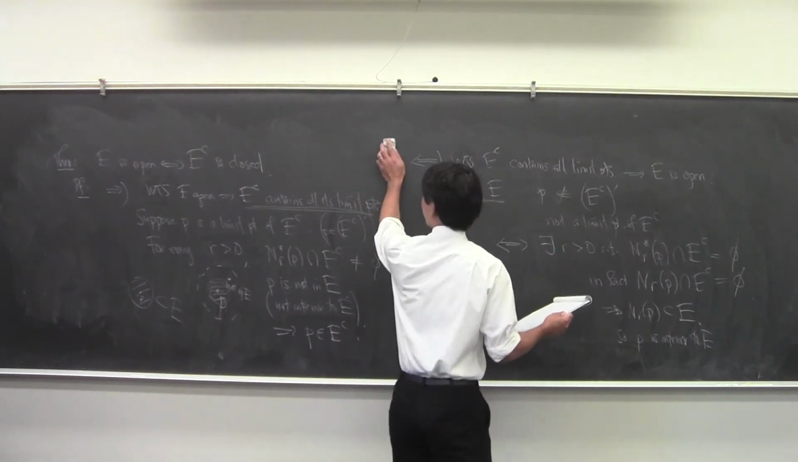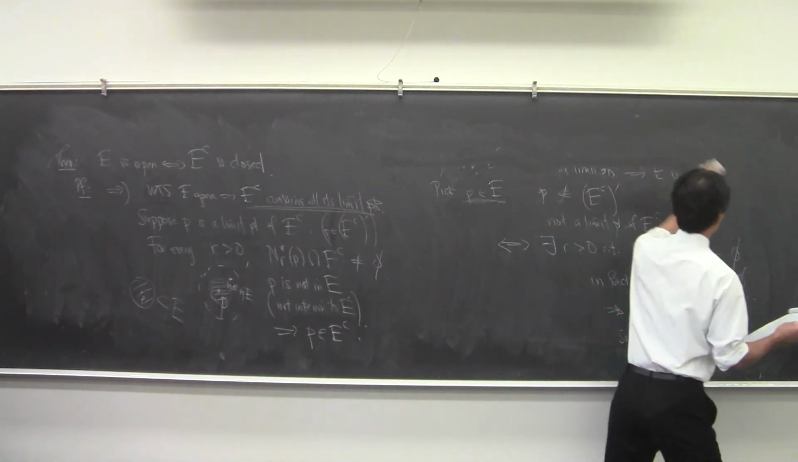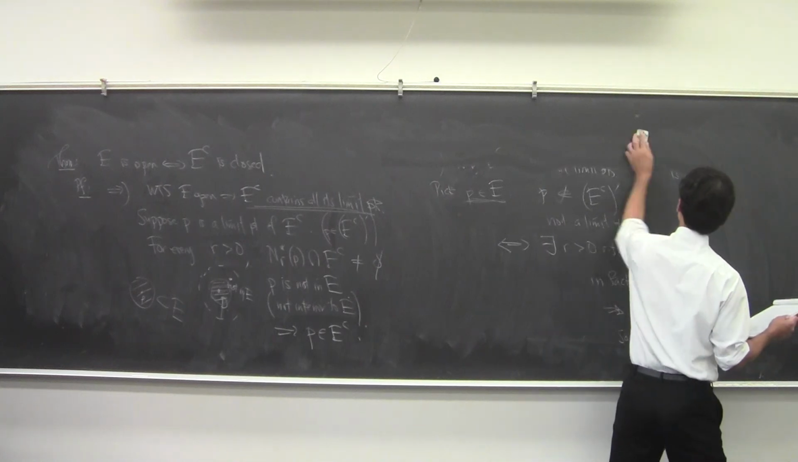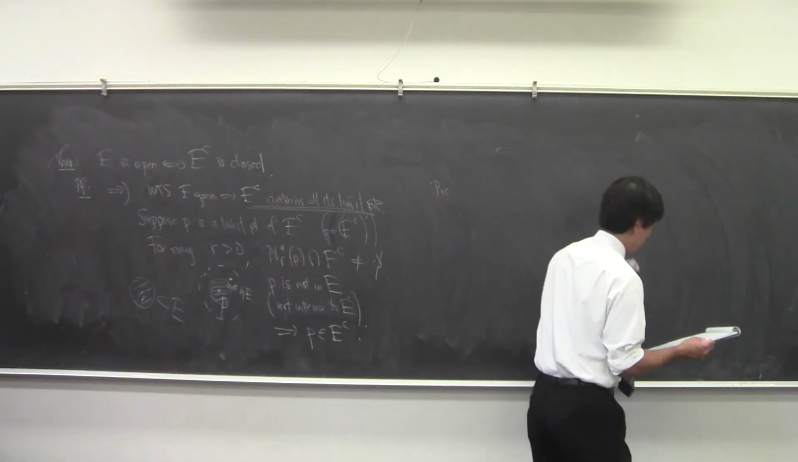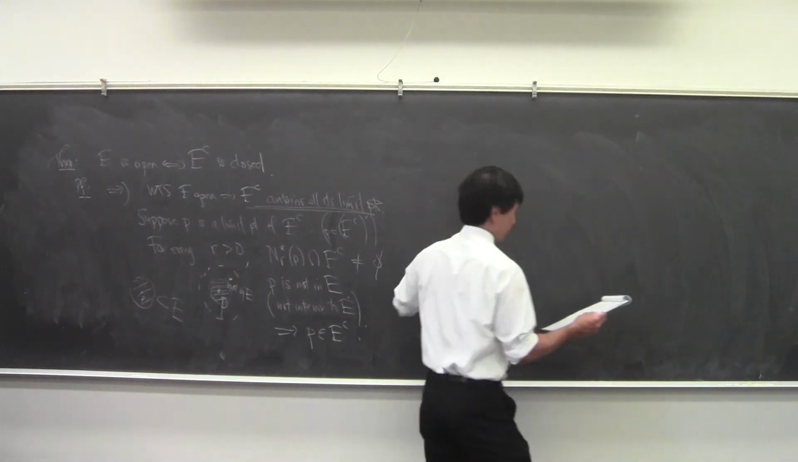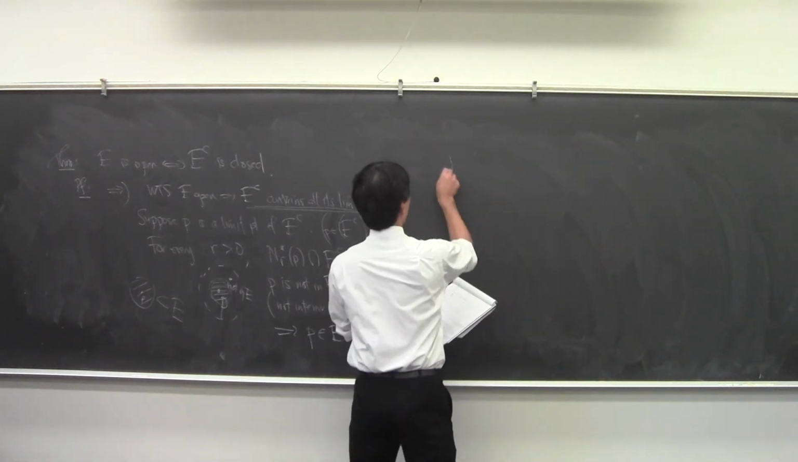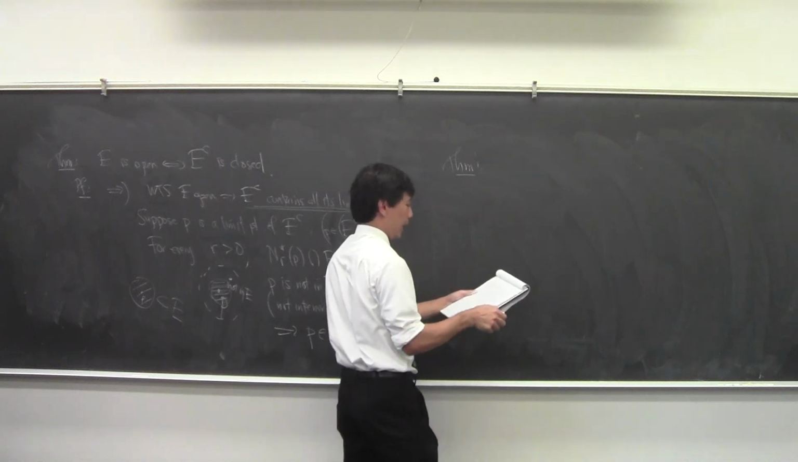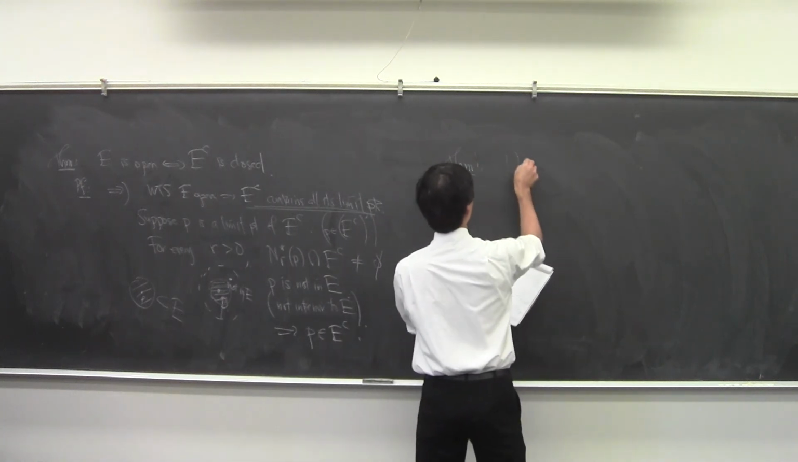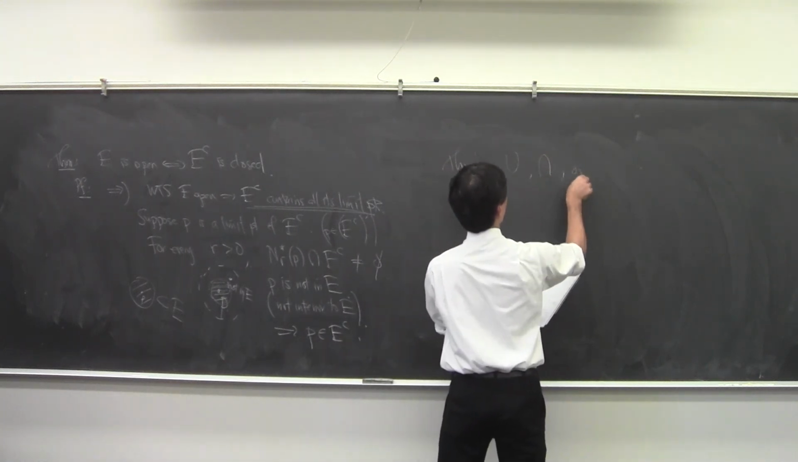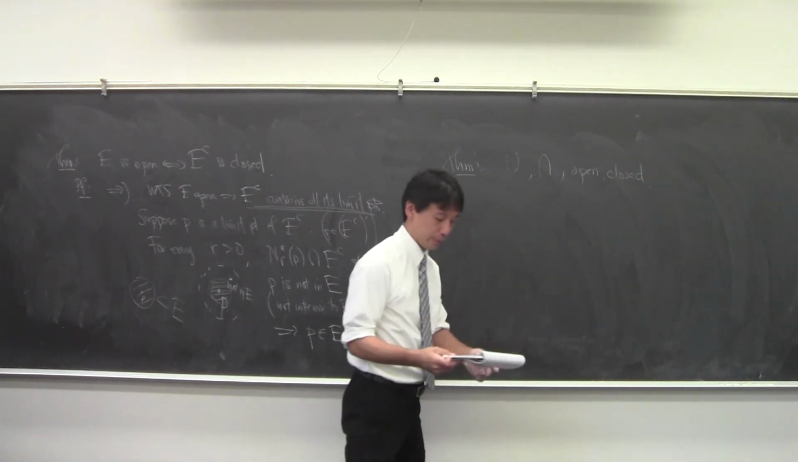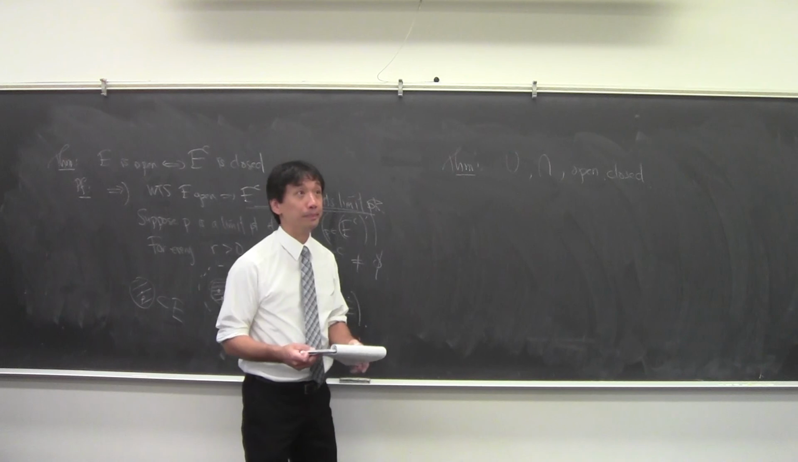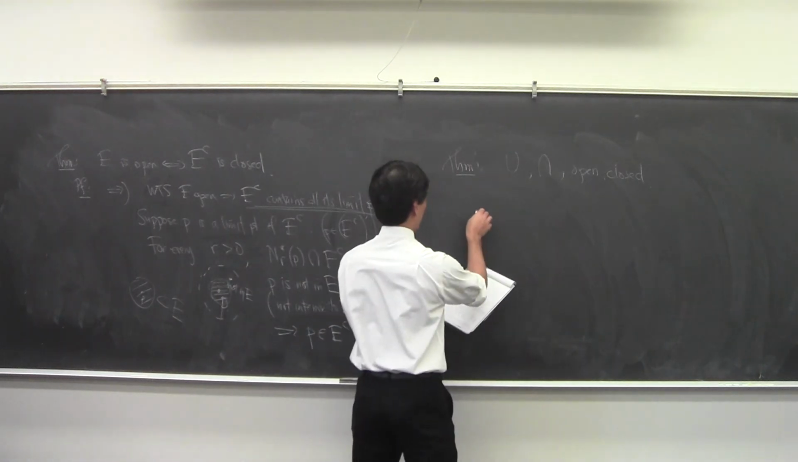Okay, we have 3 minutes. What should we do in 3 minutes? Watch the video. Okay, so here's a theorem about the interaction of unions, intersections, openness, and closedness. This is a pretty straightforward theorem.